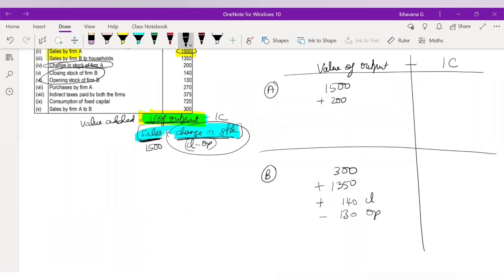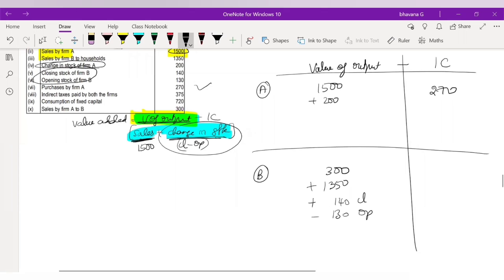Okay, next you have purchases by firm A. Purchases by firm A means firm A has purchased from somewhere. That means it is their intermediate consumption. So it will come in intermediate consumption, 270 rupees. Next, they have indirect taxes paid by both the firms. That is not needed here. Consumption of fixed capital also will not be taken here.